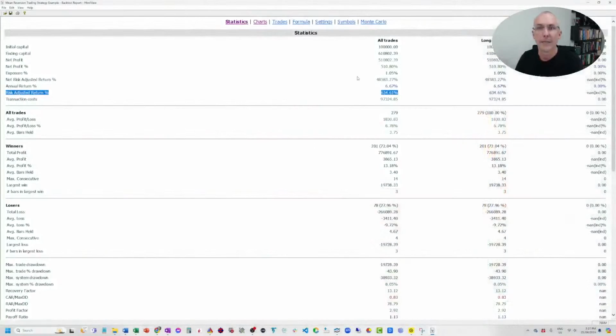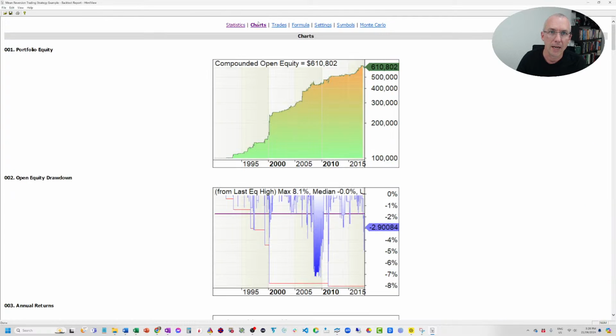That 3-period RSI crossing below 5 doesn't happen all that often. So you can see here that it's only in the market about 1% of the time. So this system made 6.7% return in the backtest, but it was only in the market 1% of the time, which is pretty good. Had 279 trades, 72% winners, and the maximum drawdown all the way down the bottom here was 8%.